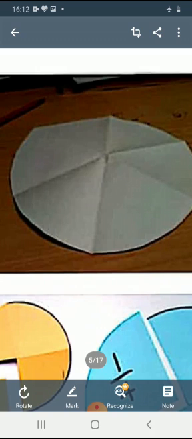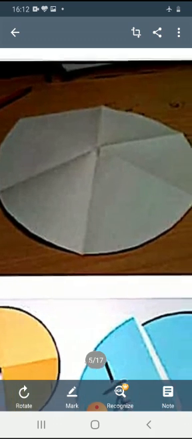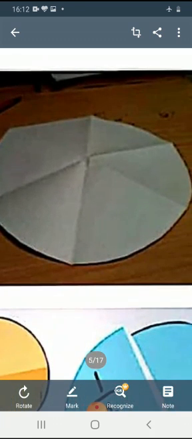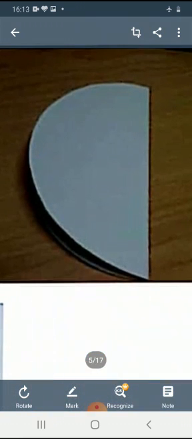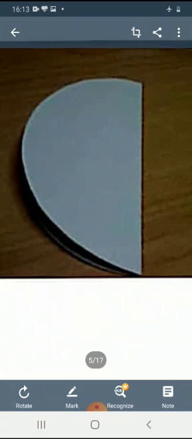What do we get here? A round circle shaped paper is there, isn't it? Now fold the paper into two parts. How do you fold? Exactly at the center, fold the paper like this. If we fold the paper like this, observe here. What did we get? A half circle, isn't it? The half part of the circle.